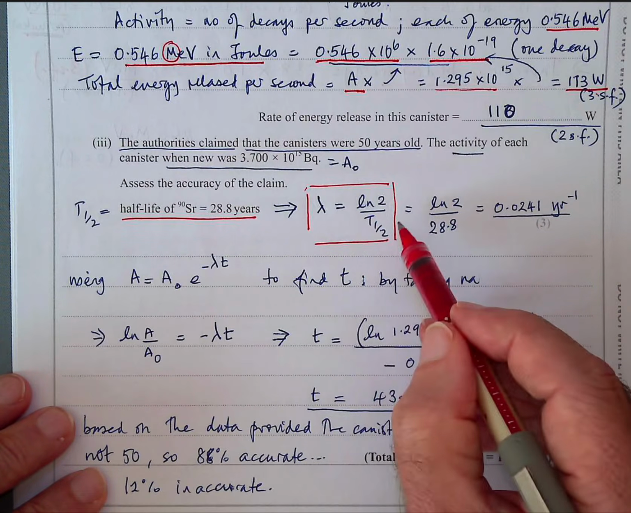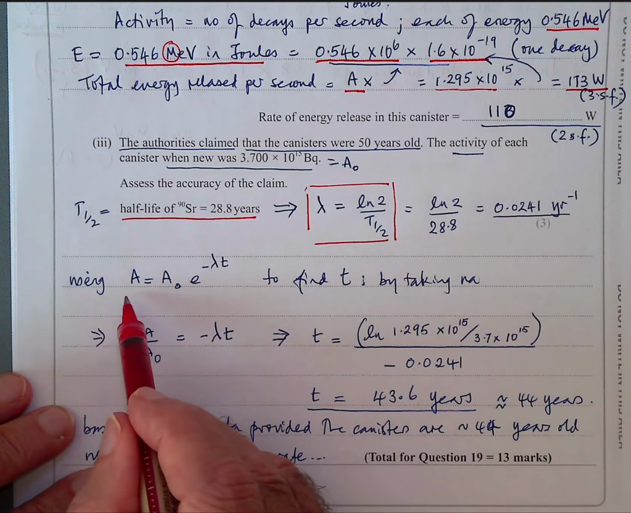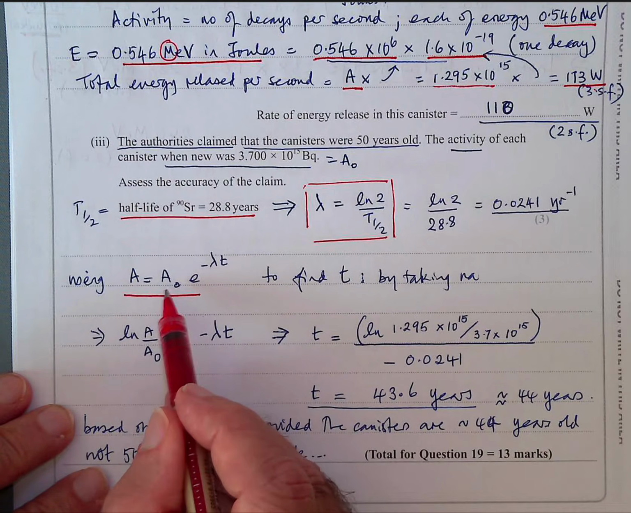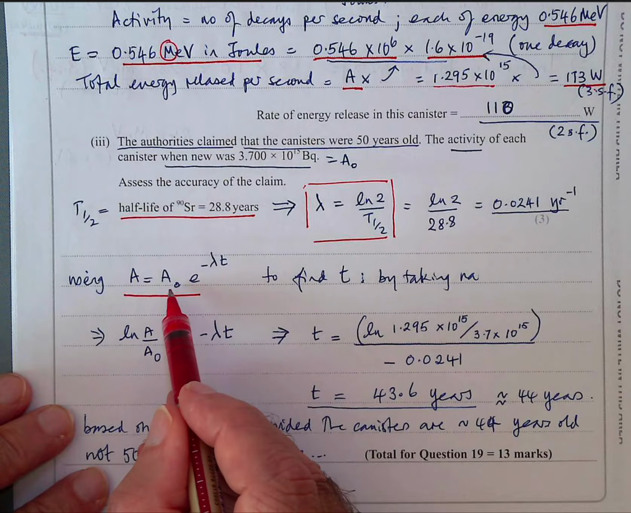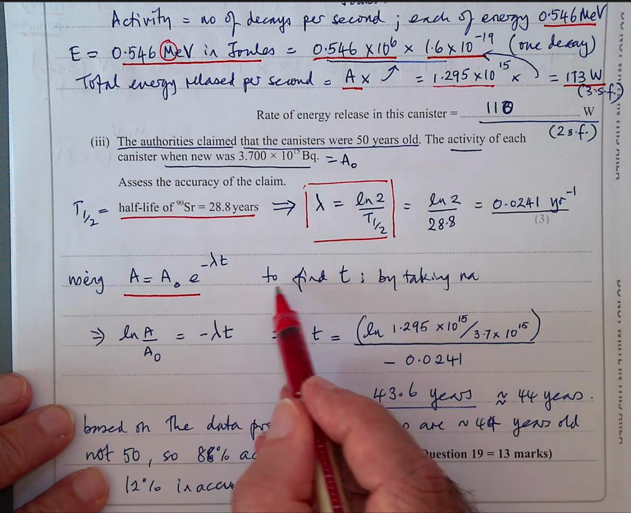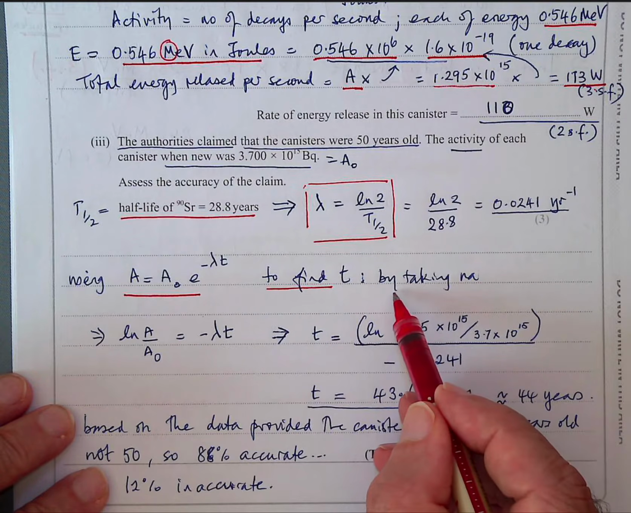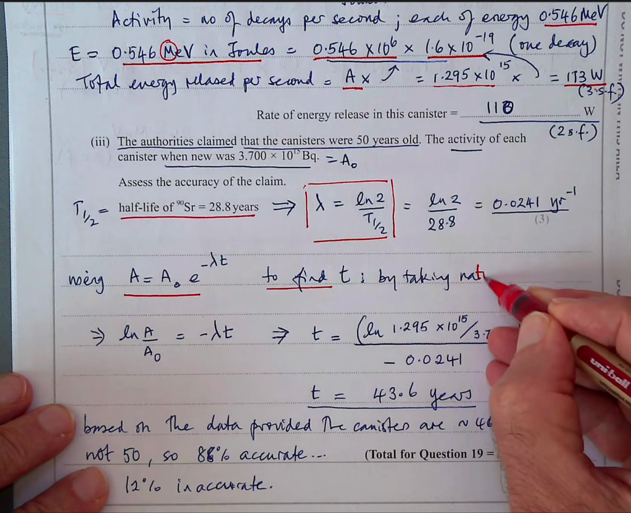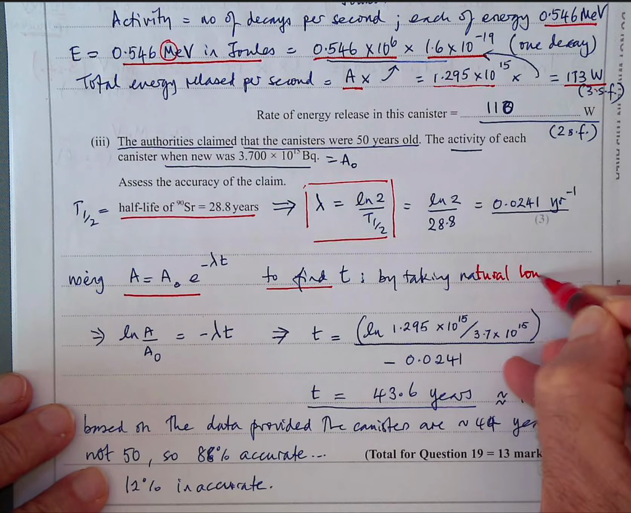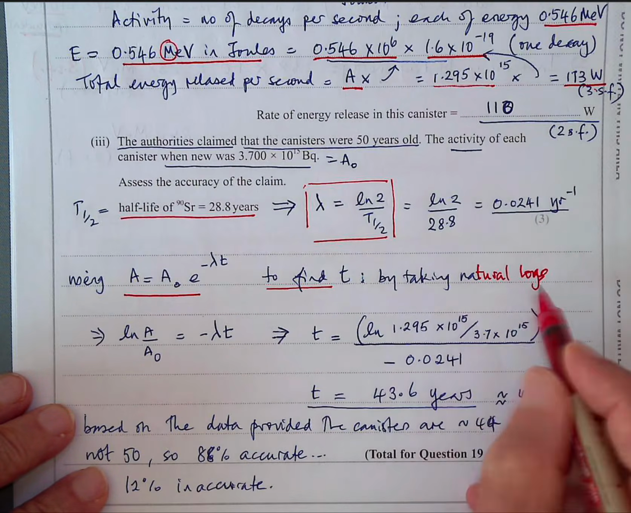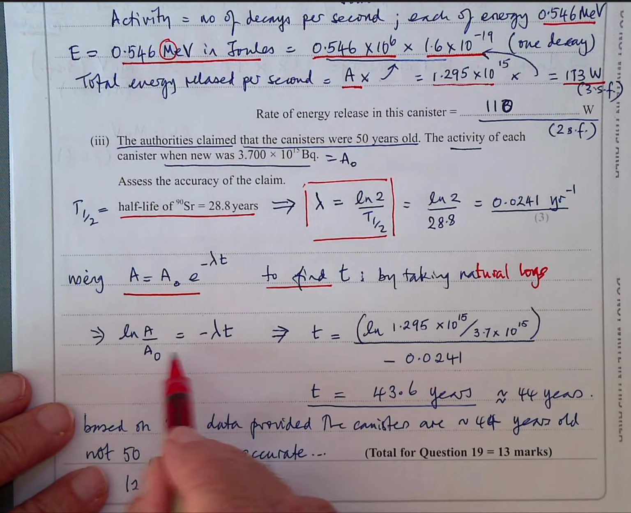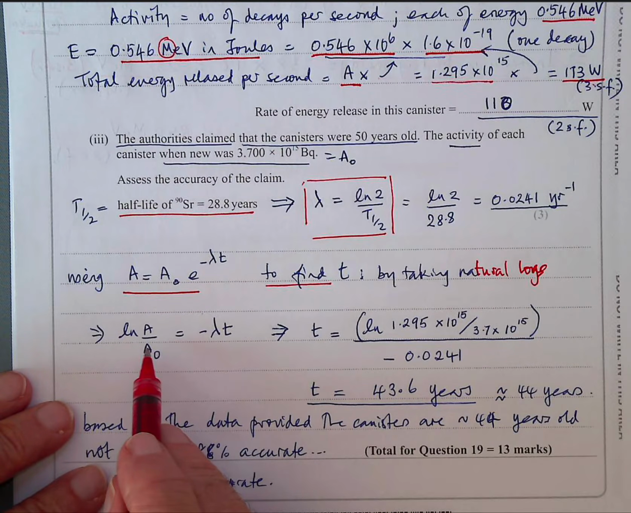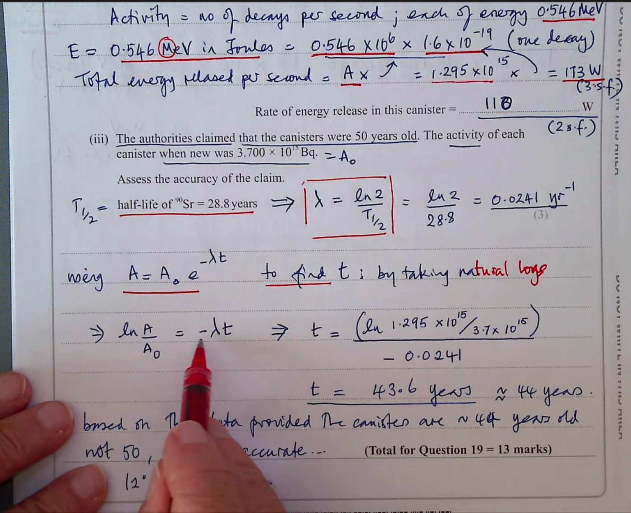That's lambda. You need lambda because then you use A, the value we're given at this time, and we know A at time 0. So the only thing we don't know is t. To find t, we take natural logarithms. You take natural logs of both sides. I put A over A0 to make it easier. Once you do that, it's equal to minus lambda t.